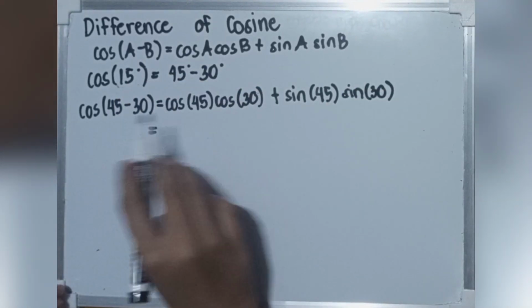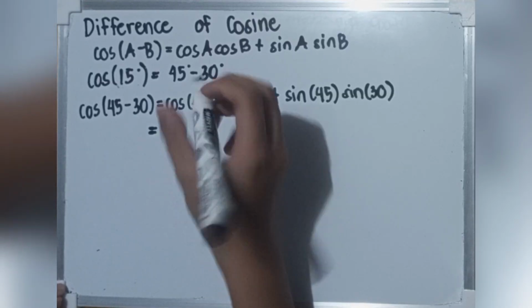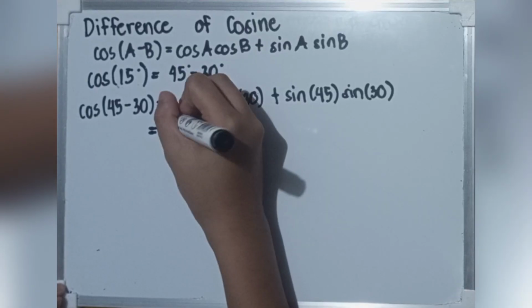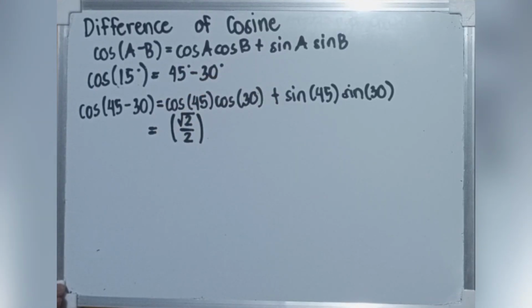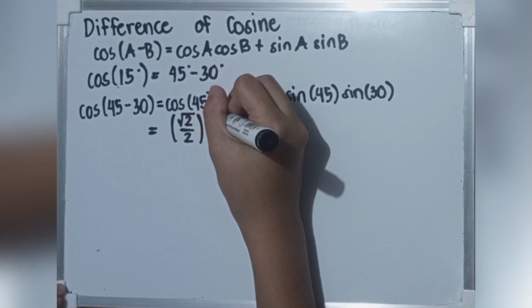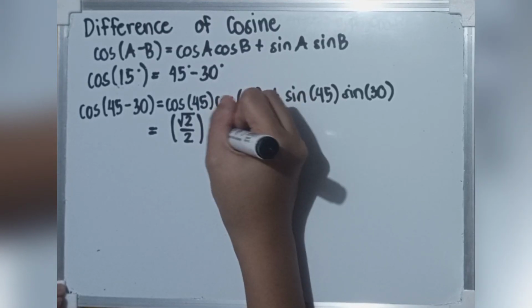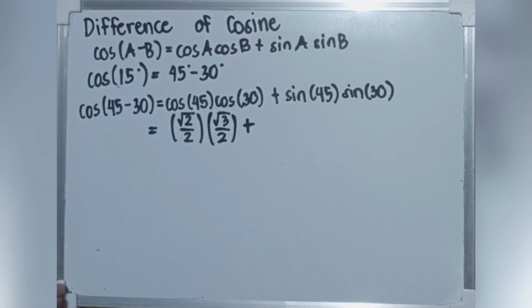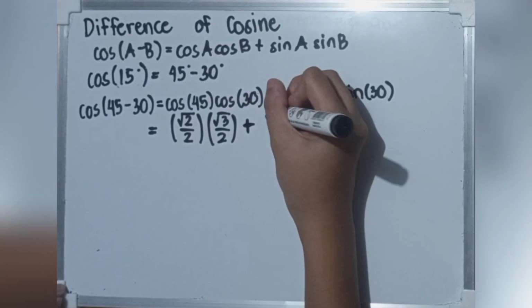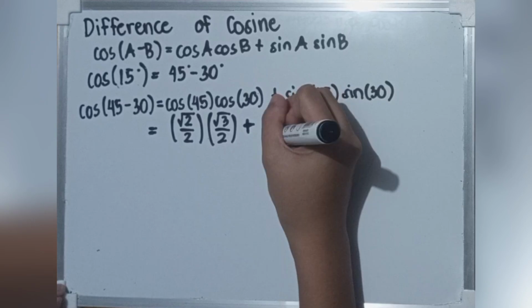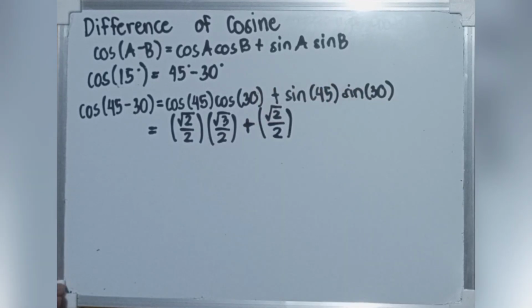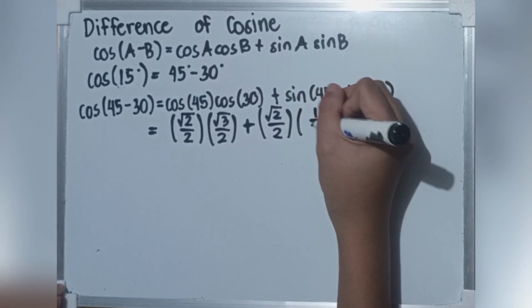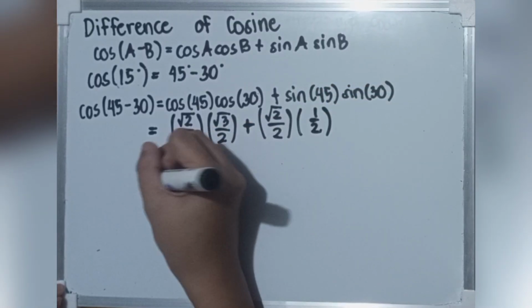And then cosine 45 is equals to square root of 2 over 2, and cosine 30 is equivalent to square root of 3 over 2, plus the sine 45 is equivalent to square root of 2 over 2, and lastly the sine 30 is equivalent to 1/2. Then let's multiply.